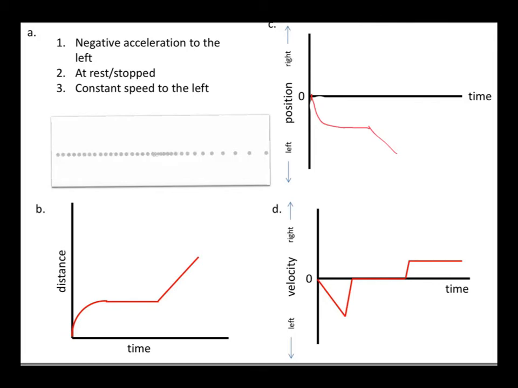So as time went by, what happened to the distance of the car? Well, in the beginning, the car was slowing down, and you can see that in the shape of the graph. It's curved, and that's because the car's speed is decreasing until it finally flattens out to it's not moving at all. Its distance isn't changing anymore.